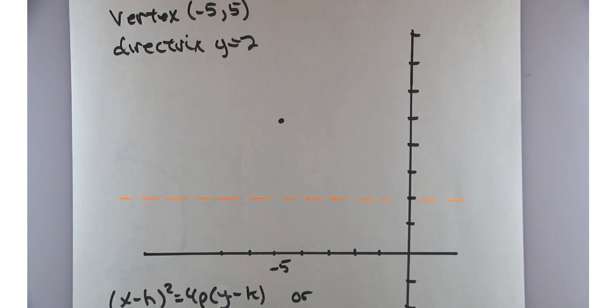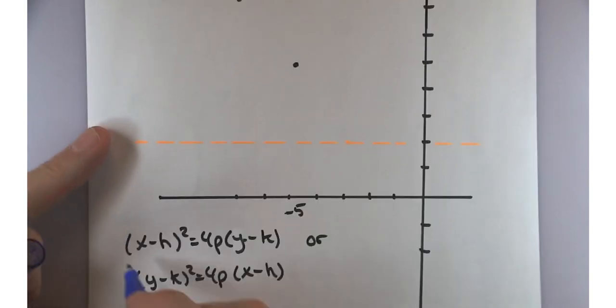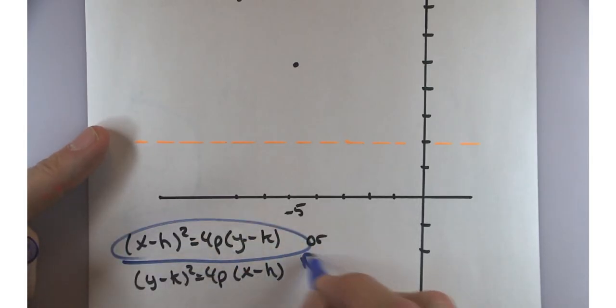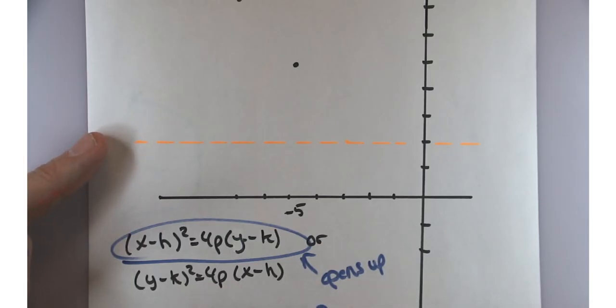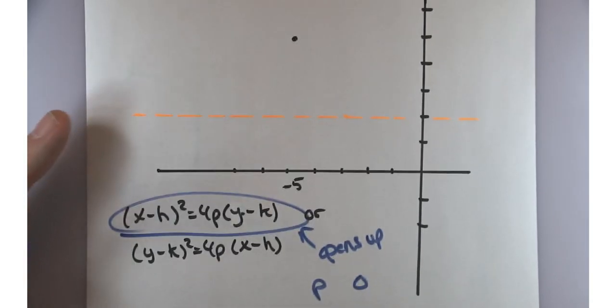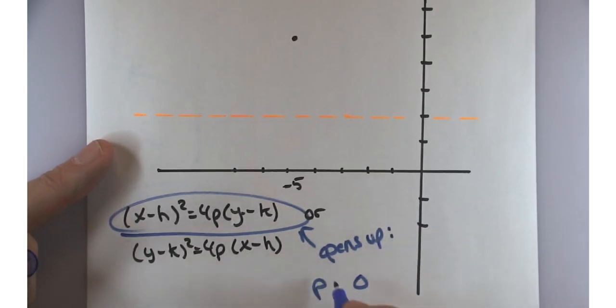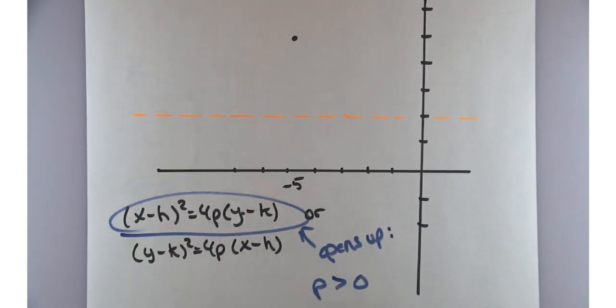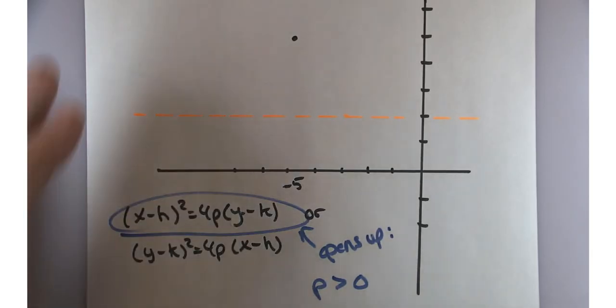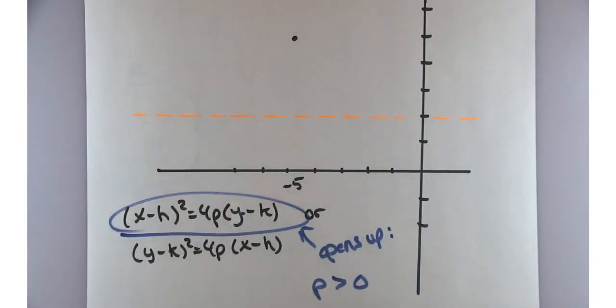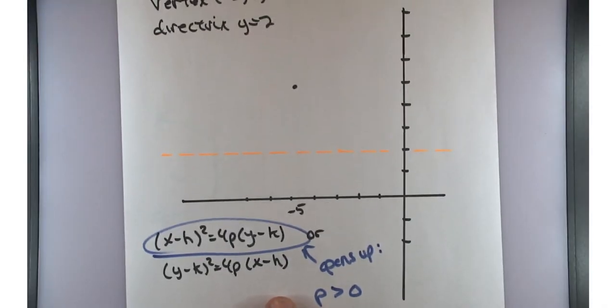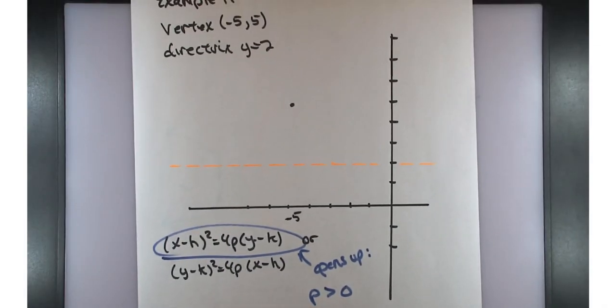All right, so that's going to mean this one opens up. That's going to mean that P has what sign? Positive. P has to be positive to open up. And we know something else here that's going to help us in determining our equation. What else do we know that we've already been given? Jaya, what do you got? What else do we know from this equation that we've already been given?